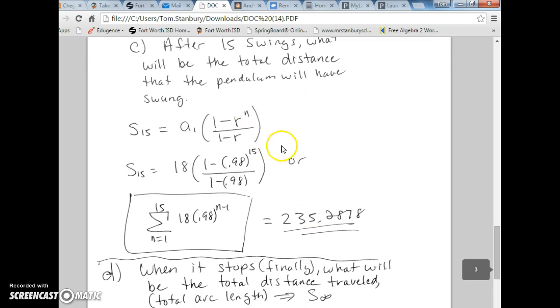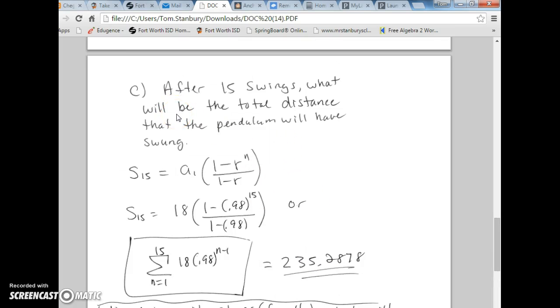All right, so here's another question. After 15 swings, what will be the total distance that the pendulum will have swung? So we add up all those arc lengths. I'll show you both ways, and you get the exact same answer. Here's my finite sum equation: a sub 1 times 1 minus r to the n over 1 minus r. So 18, my first term, times 1 minus 0.98 to the 15th over 1 minus 0.98.